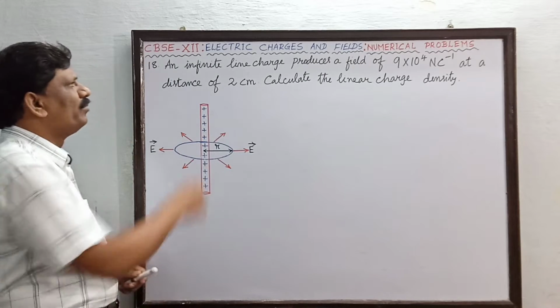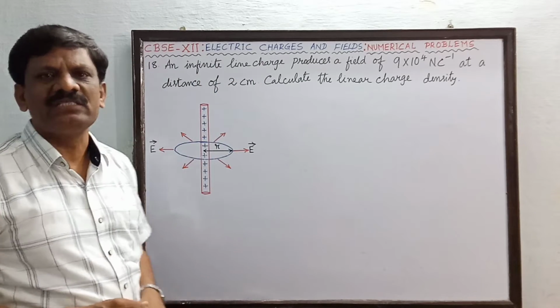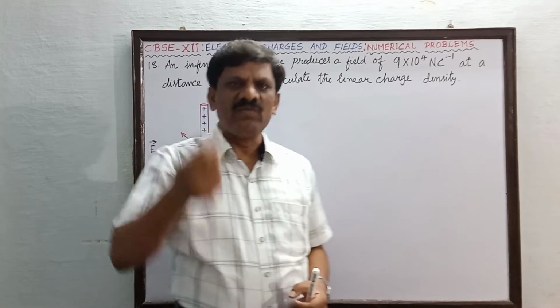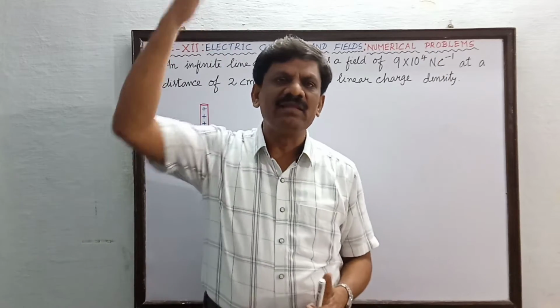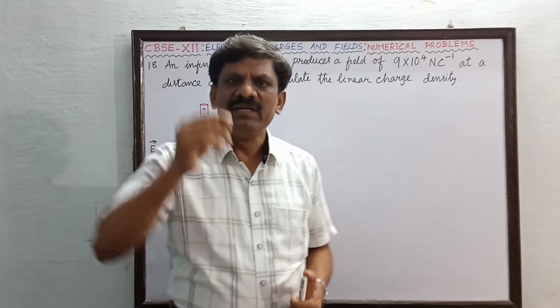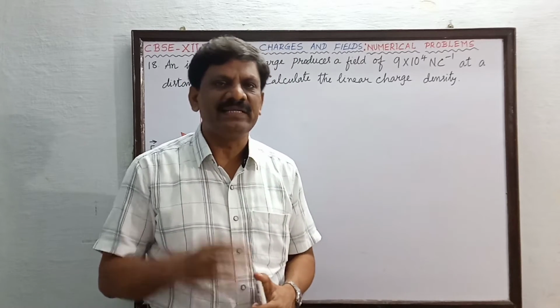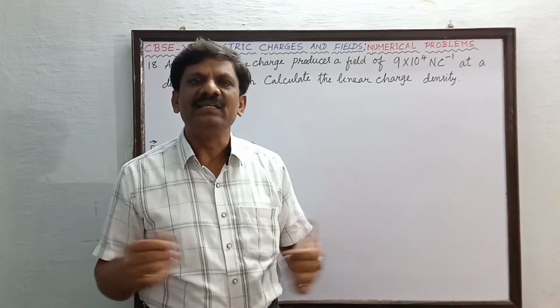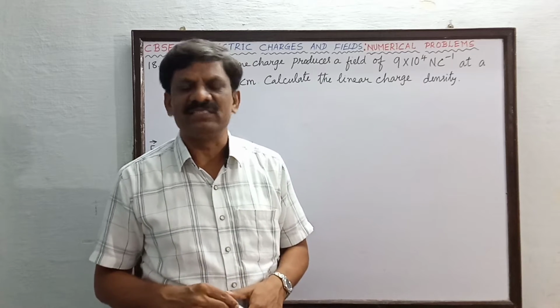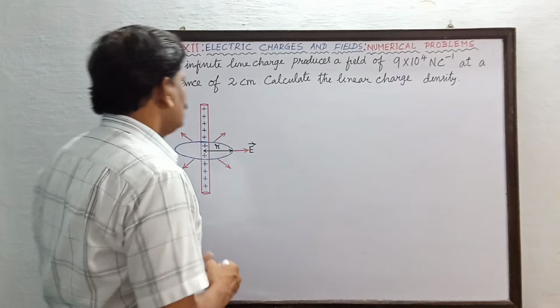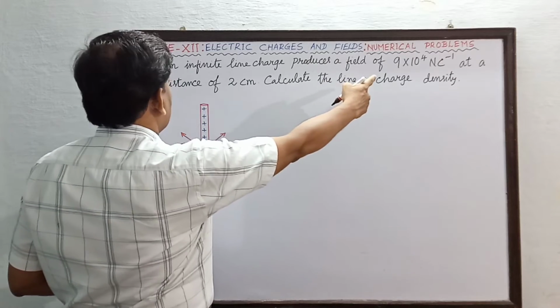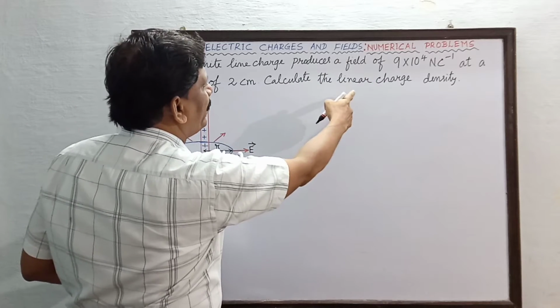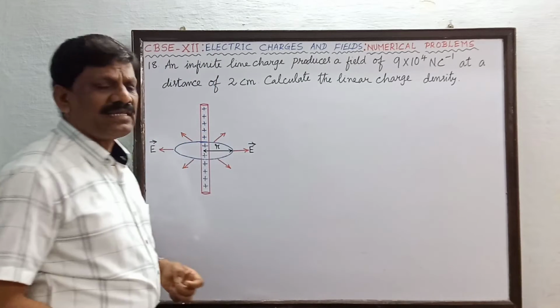First of all, what do you mean by infinite line charge? If you take a thin wire which is very long, the length of the wire is very large in comparison with the diameter or the radius of the wire, then it is called an infinite line charge. Linear charge density is asked.